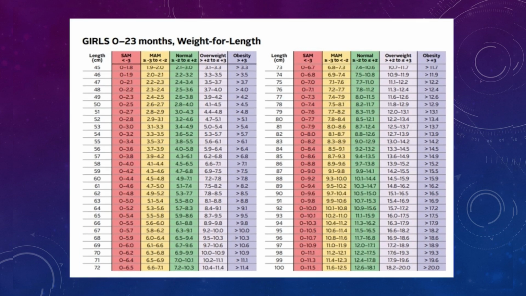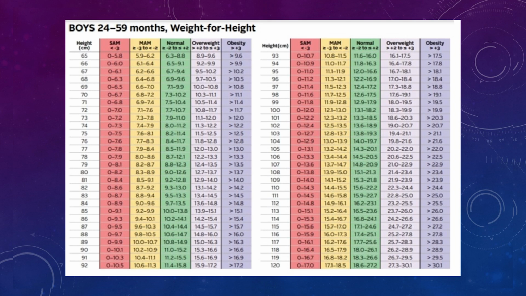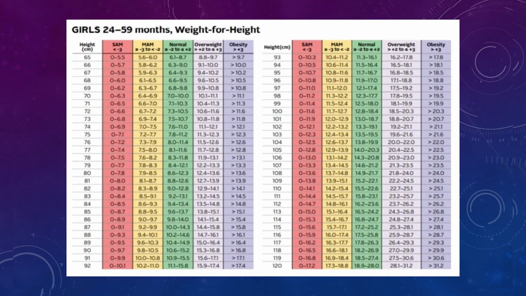So, this is a very useful chart, and again there is the same kind of chart for girls of the same age 0 to 23 months, then for boys from 24 to 59 months, and again this chart is for girls of the 24 to 59 months age group. So, by using these charts we can diagnose whether the child is suffering from low birth weight, any malnutrition, obesity, or overweight. These are very useful charts.